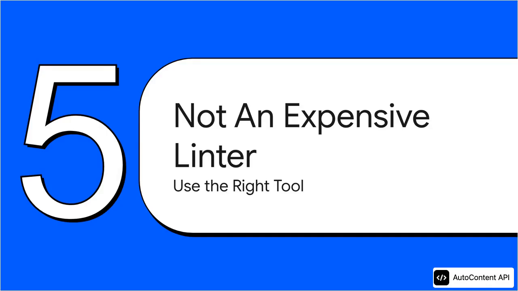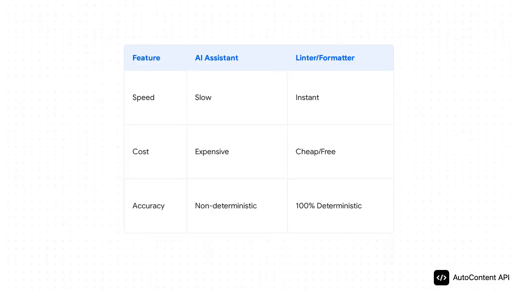Now, this less is more idea also applies to code style. One of the most common mistakes I see is people packing their context file with rules about spacing and quotes and all that. You're basically asking your AI to be an incredibly expensive, slow, and unreliable code linter. It's time to delegate. I mean, just look at this table. It's a no-brainer. A real linter or formatter is instant, it's cheap or free, and it is 100% deterministic. It does the exact same thing every time. The AI is the total opposite on all three. Using it for code style is just a massive waste of its limited attention and, frankly, your money.